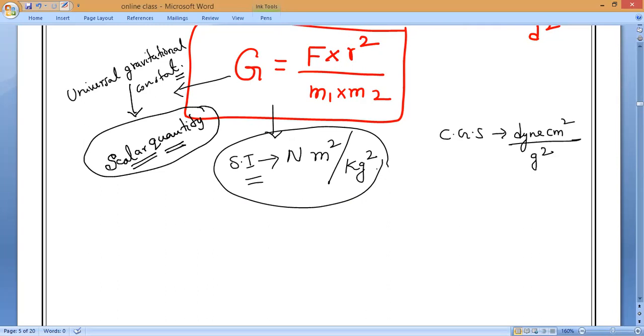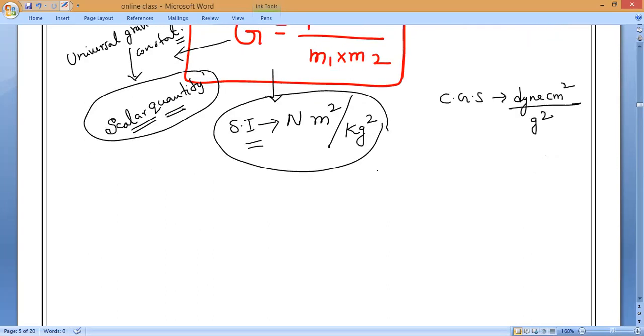In today's class we will also study the properties of this G. First of all, you should learn this G value. It is a universally accepted value and it always remains constant. Everyone should remember it.